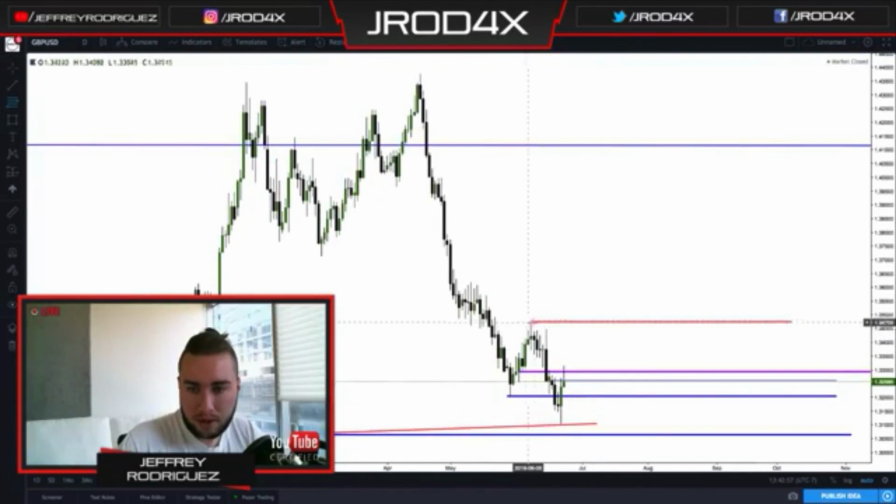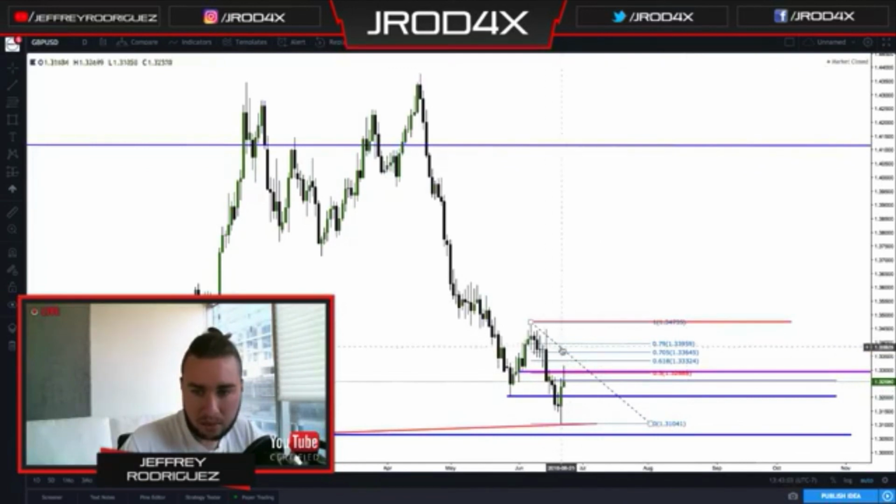If we draw our fib from this high to this low, we can pretty much map out any potential upside retracement that we would see on dollar index. I mean on GBP USD, cable. So we could see it come back up into the 1.3320 to 1.3390. That's what I'll be expecting in terms of upside with that initial weakness on dollar index. So that's what I'll be looking at.